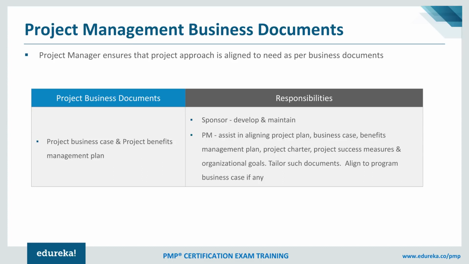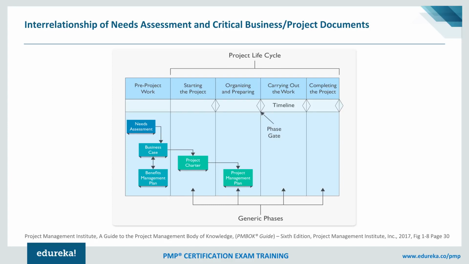Ultimately, the business case and the benefit management plan are the most important documents from the business point of view. Whatever activities are performed on the project need to be aligned to them, so that in turn it helps you achieve the ultimate objective of the business. And that's where the project manager comes into the picture. Now we'll also take a look at the interrelationships of how the need is assessed and some of the critical business project documents.